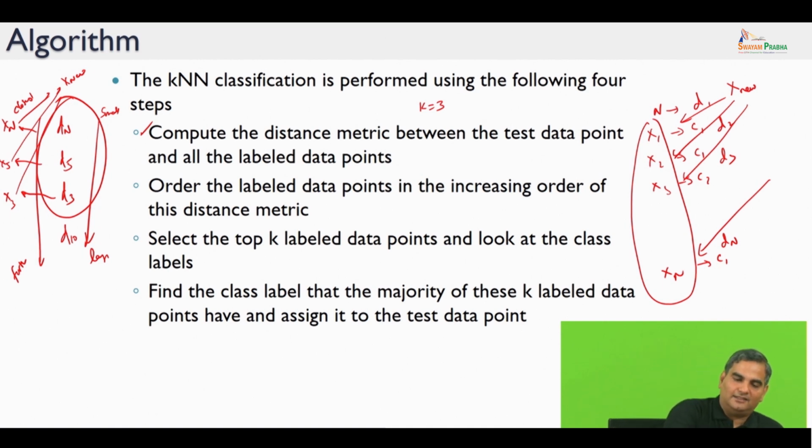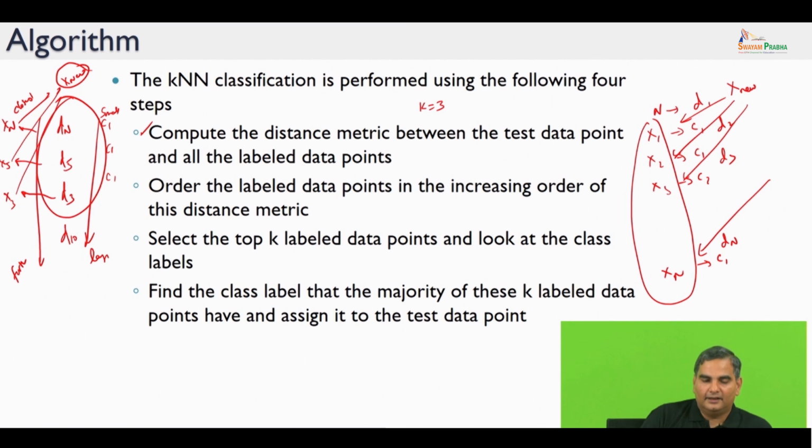Now if I want to classify this, all that I do is the following. I find out what class these data points belong to. So if all of them belong to class 1, then I say x new is class 1. If all of them belong to class 2, I say x new is class 2. If 2 of them belong to class 1 and the third one belongs to class 2, I do a majority vote and still say it's class 1. If 2 of them belong to class 2 and 1 belongs to class 1, I say it's class 2. That's it. That's all the algorithm is. It says to find the class label that the majority of these k labeled data points have and assign it to the test data point.